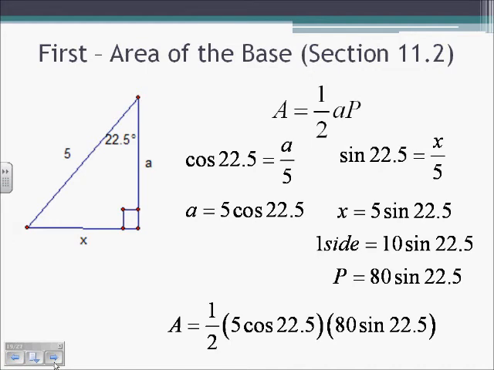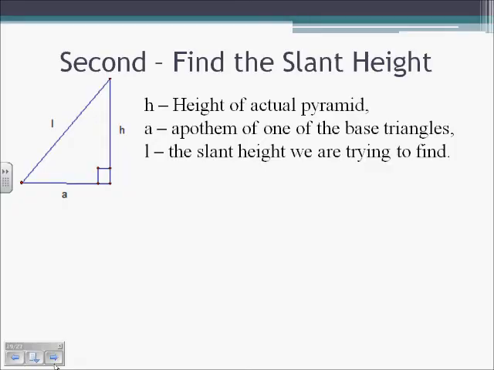So the area of our base here is going to be 1/2 our apothem, 5 cosine of 22.5, times 80 sine of 22.5. Our second step is to find the slant height. Again, we know we can use the Pythagorean theorem for this. Now that we know the apothem and we have our actual height, we can find the slant height.